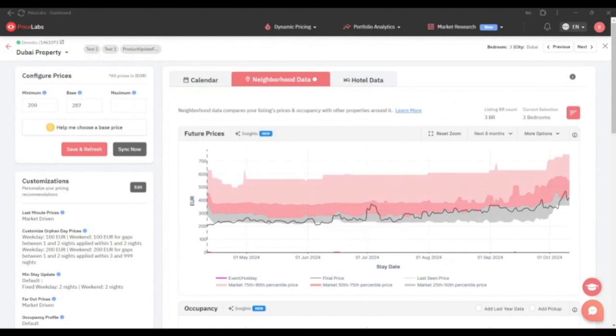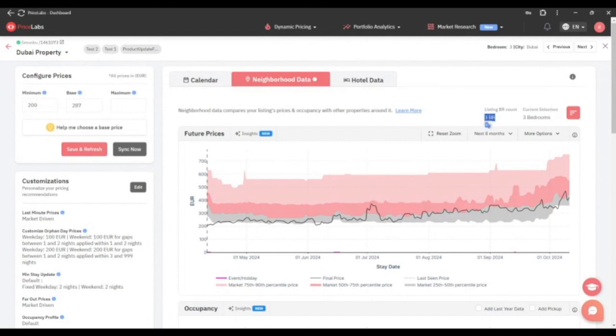And we looked at the future prices graph on the very first slide. This shows you the black line, which is how you're priced, and then the gray, pink, and light pink, like I said, how the market's priced. And we've also recently added, by the way, these pink lines, which tell you what holiday it is on that day, right? Here at the top, you can see the bedroom count that you're typically comparing against.